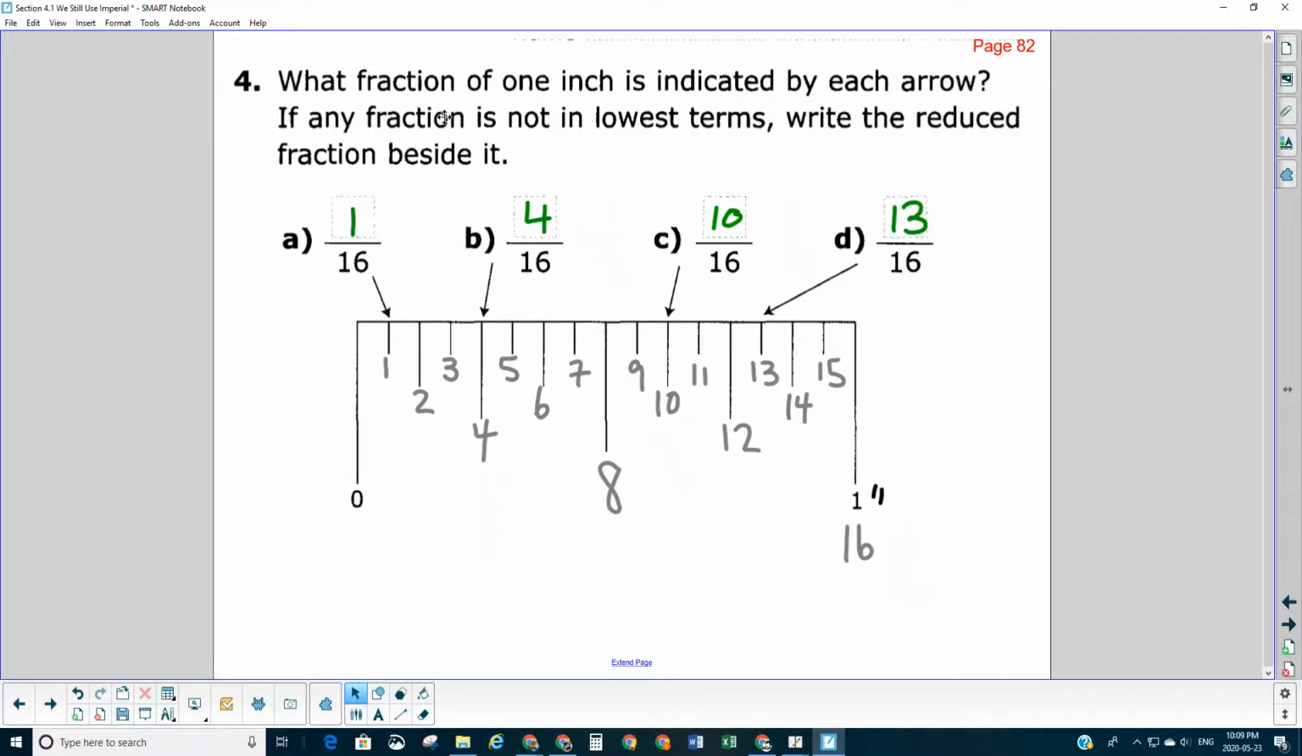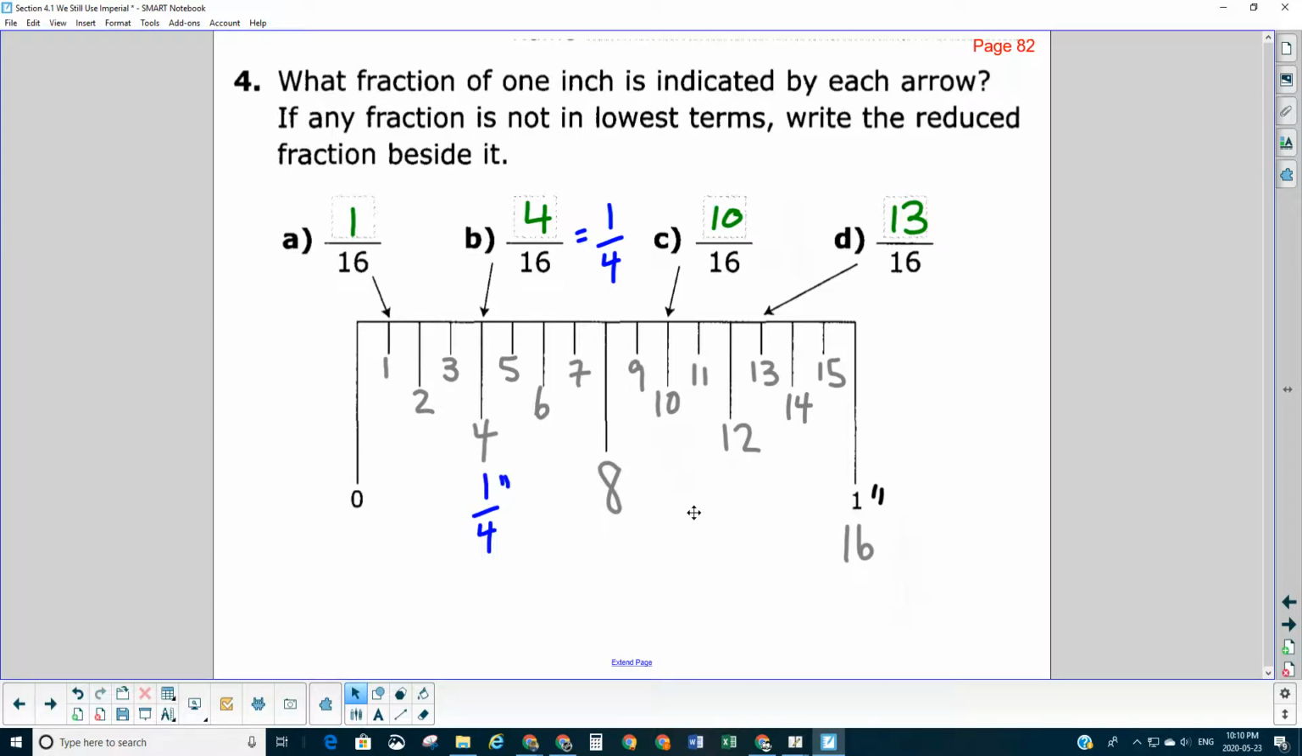reduced. So it says if any fraction is not in its lowest terms, reduce it and write that fraction beside it. Well, 1/16 is in its lowest terms, but 4/16 can be reduced. Divide the top and the bottom by 4, and you get 1/4. 16 divided by 4 is 4, and 4 divided by 4 is 1. So this here is 4/16, but it's also 1/4, and that's 1/4 of an inch.